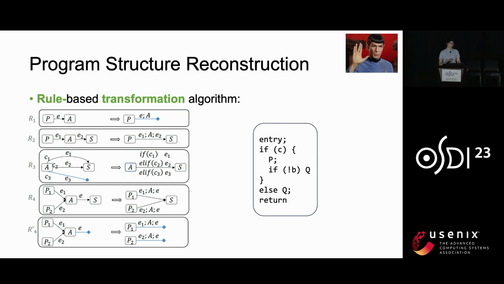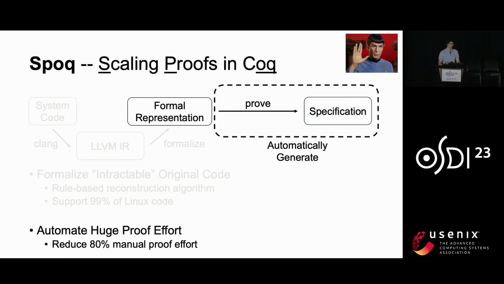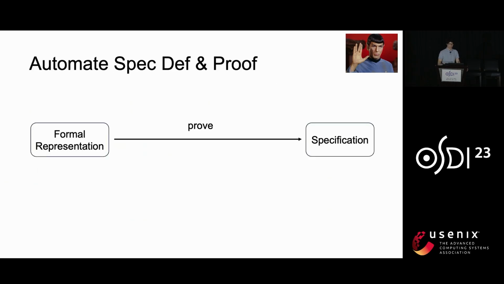When there is only 1 node left, the algorithm is complete, and we successfully construct the structured formal representation from the source code. And then let's talk about how Spoq automates the spec definition and the proof.